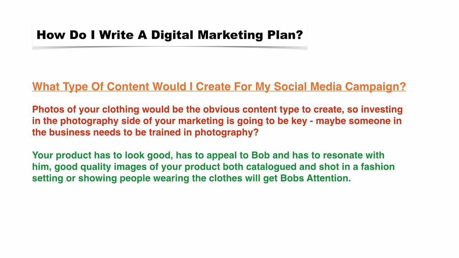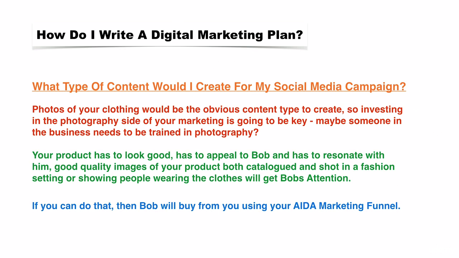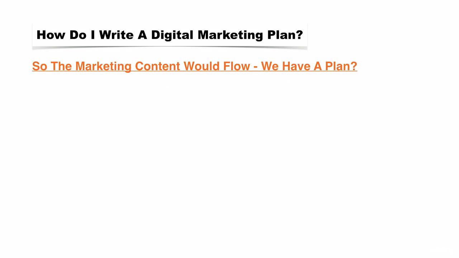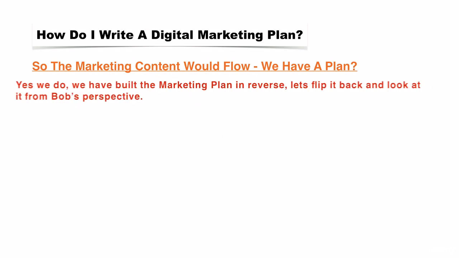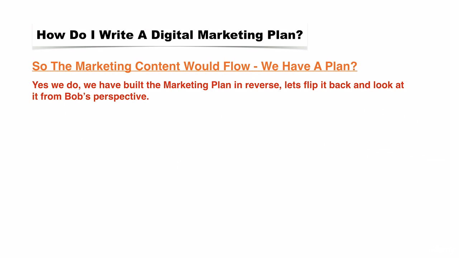We could even do a campaign where we ask people who are wearing the clothes to share those clothes and hashtag them on Instagram or share them on Pinterest so that we can create user-generated content. And if you can do that, then Bob will buy from you using your AIDA marketing funnel. So the marketing content flow, do we have a plan? Yes, we do. We've built the marketing plan in reverse. Let's flip it back and look at it from Bob's perspective.